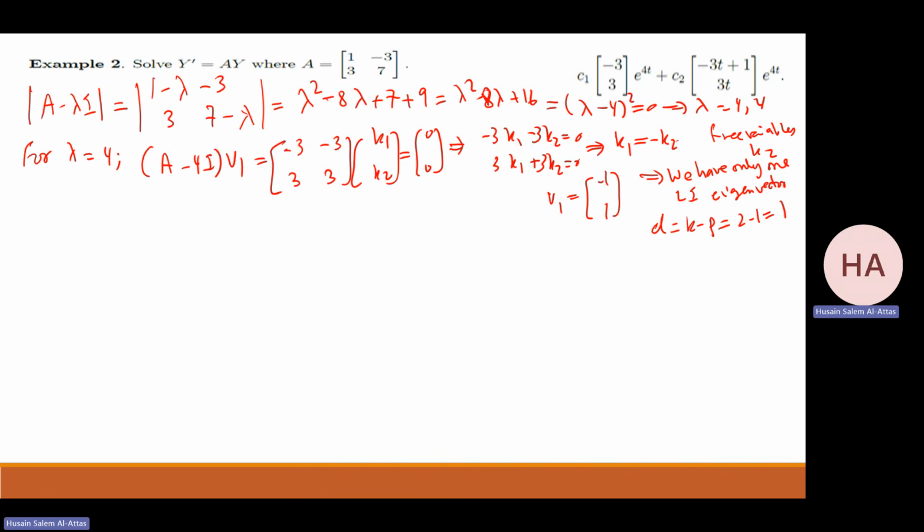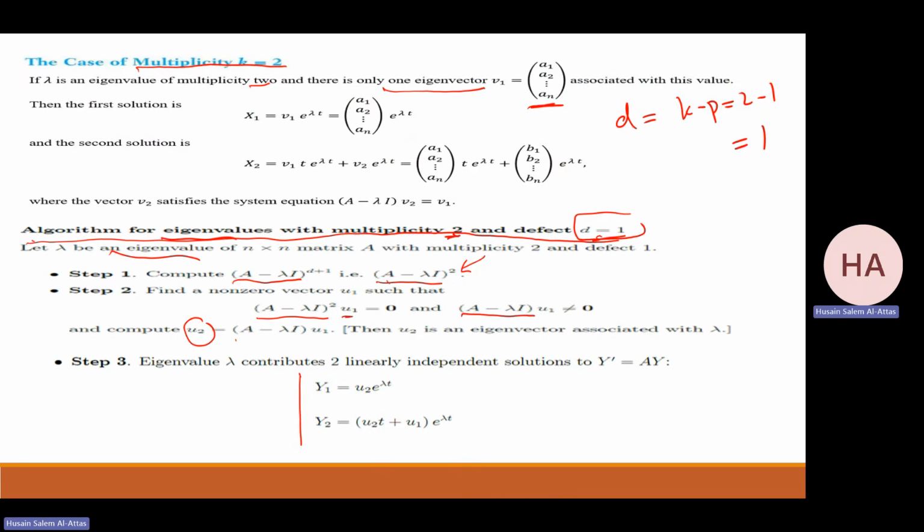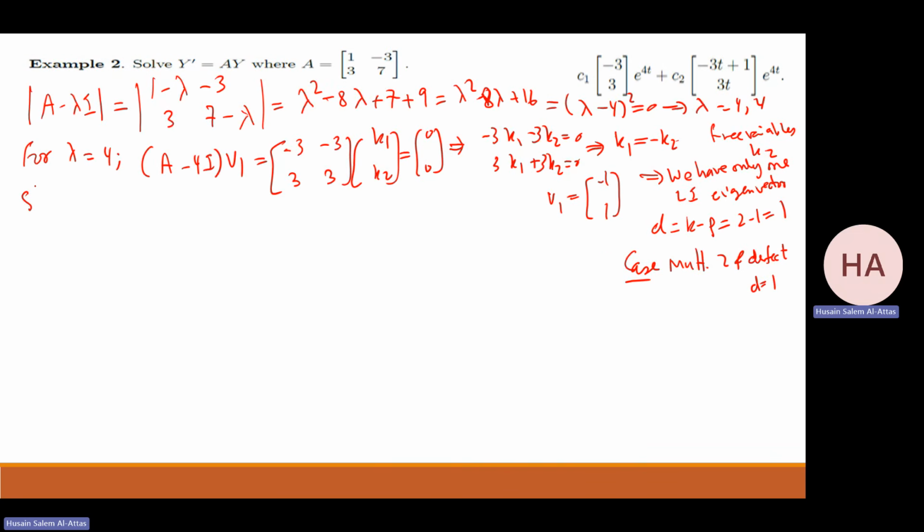Okay, so you have the case multiplicity 2 and defect 1. Let me follow the procedure step by step. My step 1: find (A minus lambda I) to the power D plus 1. D equals 1, so I have (A minus lambda I) squared. That is just multiplying this by itself.